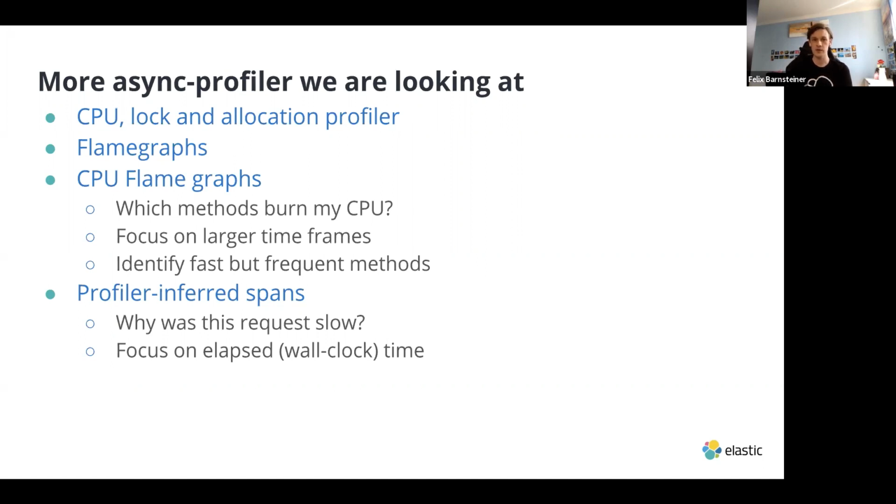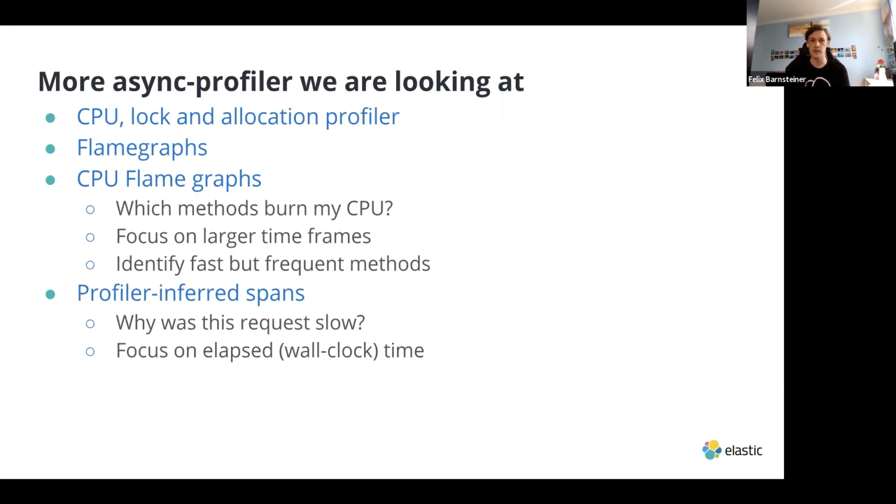That is also super useful to identify methods that are actually quite fast to execute, but when they are executed quite frequently, they can still cause a lot of pain and a lot of burned CPU cycles. So CPU flame graphs are really useful, but they are not that useful to troubleshoot latency because they only show you what's happening on CPU. When you're doing a lot of external requests, chances are that your threads are not on CPU, but they're actually just waiting for the response. So you wouldn't see that information in CPU flame graphs.